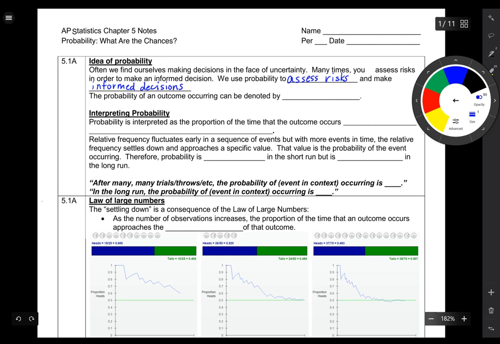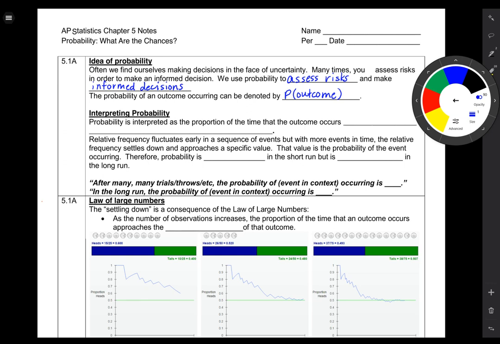The probability of an outcome occurring can be denoted by, and hopefully you remember this from Algebra 2, P as the probability, and in parentheses, you would have the outcome. So if we're talking about a deck of cards, there's 52 cards in a deck, and you have 26 red, 26 black. So if we want the probability that a card is red, we would put P parentheses red.